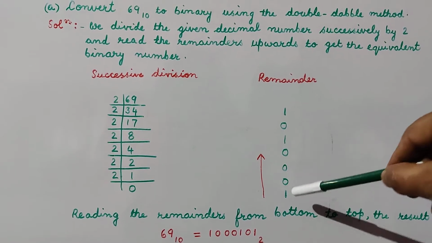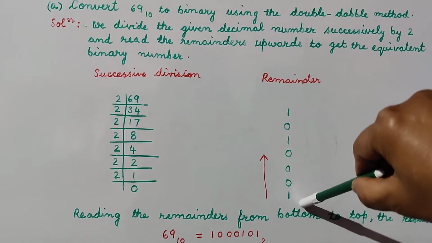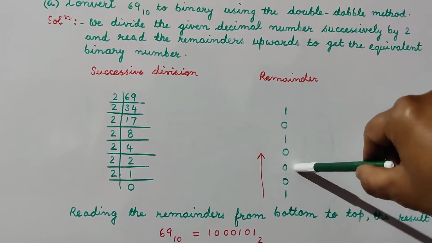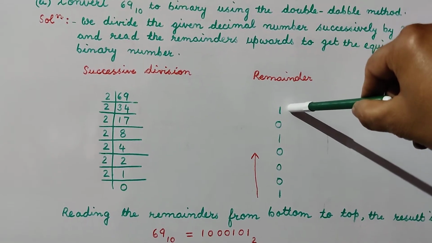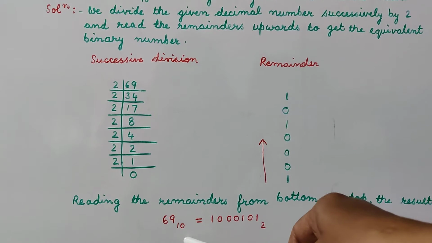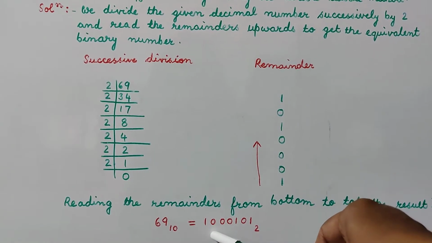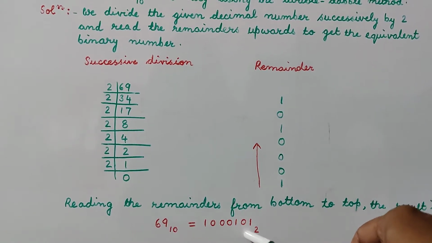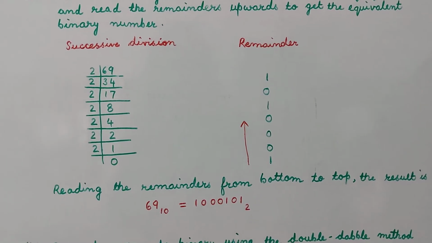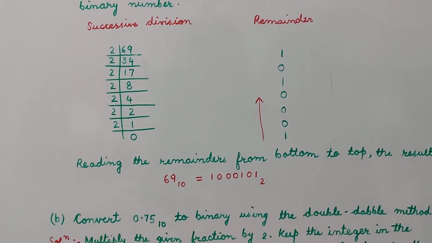So we will read the remainders from bottom to top. Then we will get the answer as 1000101. So the answer is 69, which is in decimal, will be equal to 1000101 in binary. In this way, we can convert a given decimal number to binary.